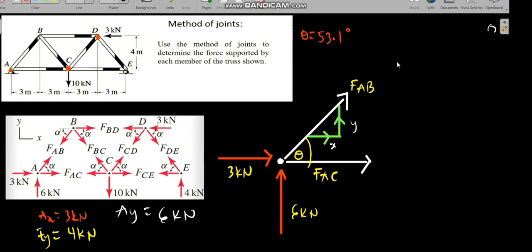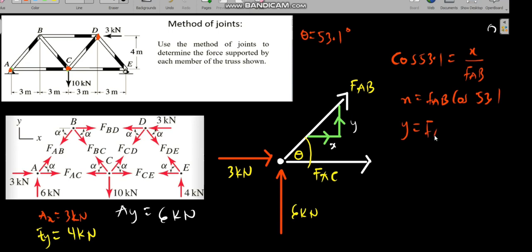If you want to write the x component, that would be cosine of 53.1 equals adjacent, that would be the x component, over the hypotenuse, which is FAB, right? So the x component will be equal to FAB cosine of 53.1, and then therefore the y component will also be FAB sine of 53.1. So those are the x and then the y component for the force FAB.